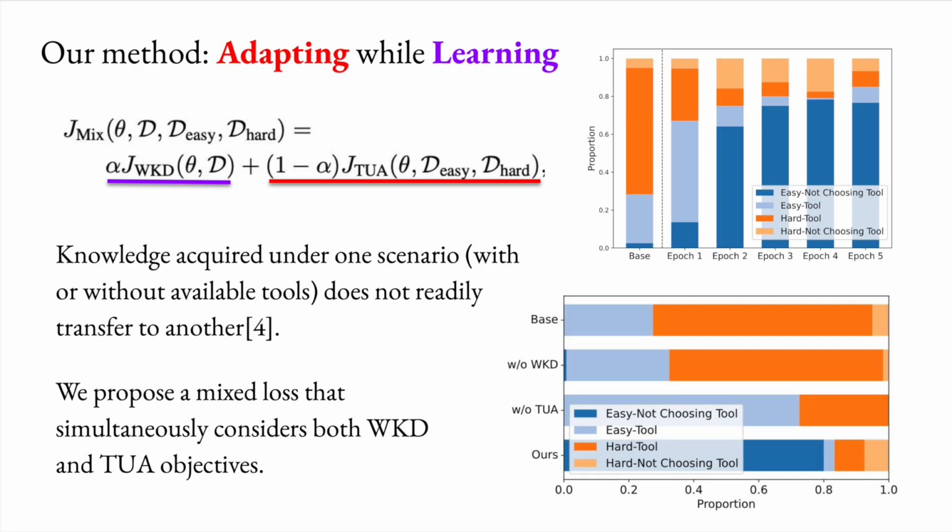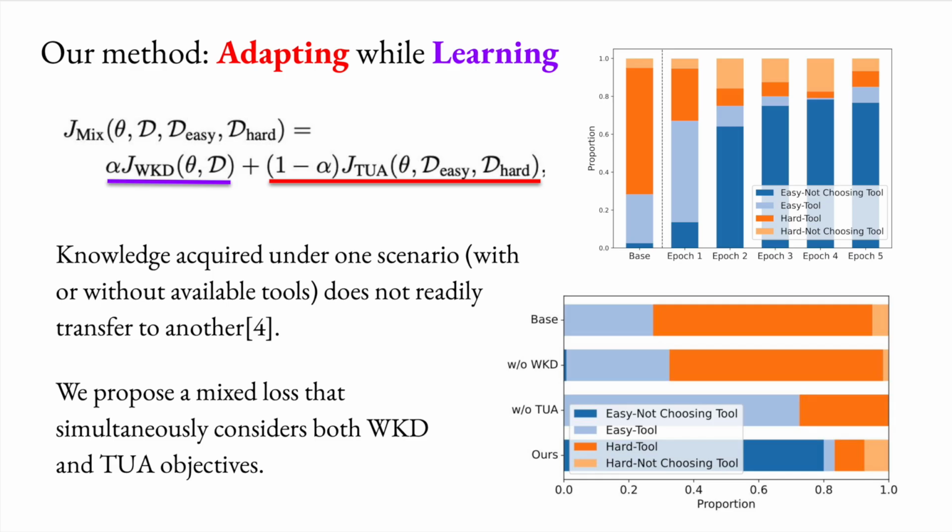For example, when a model is trained solely on knowledge-based data without tool interaction, it may lose its function calling abilities needed for tool use. Similarly, training only with tool-based solutions may weaken the model's direct reasoning abilities. Therefore, we propose a mixed loss that simultaneously considers both world knowledge distillation and tool usage adaptation objectives. This balanced objective ensures the model maintains both capabilities.